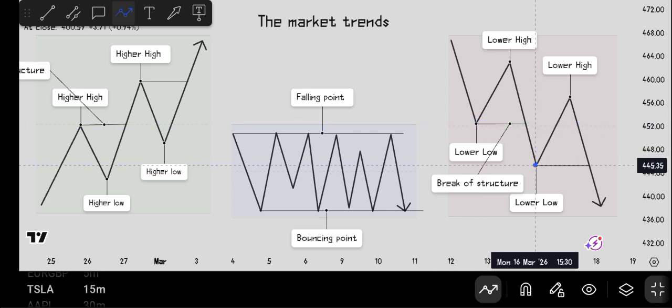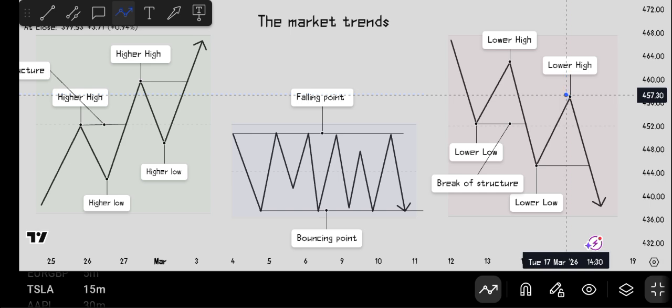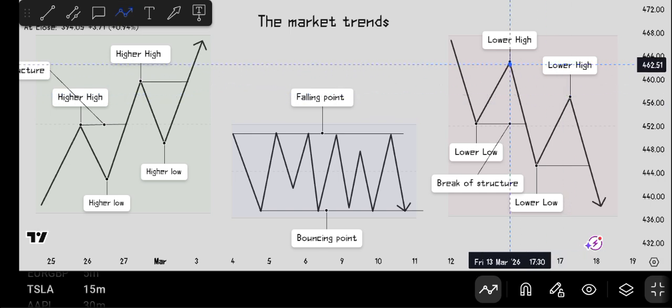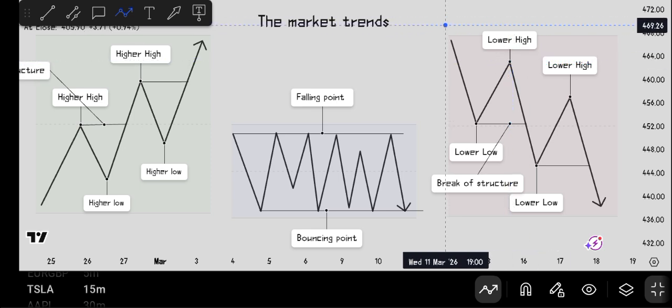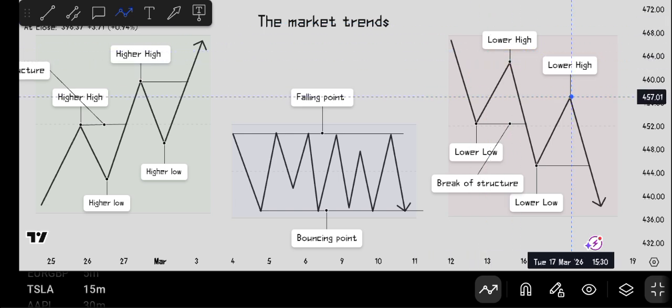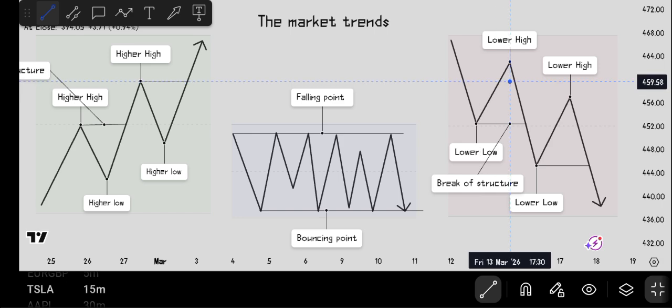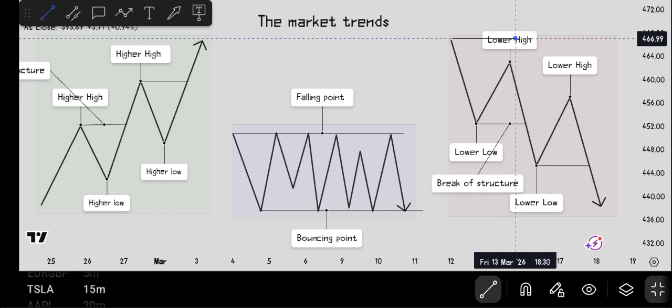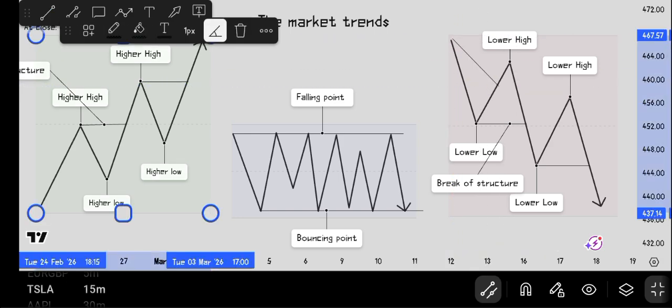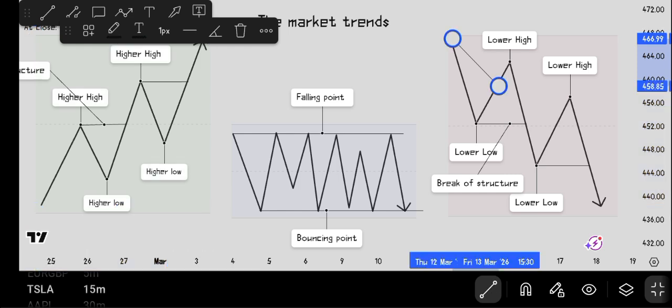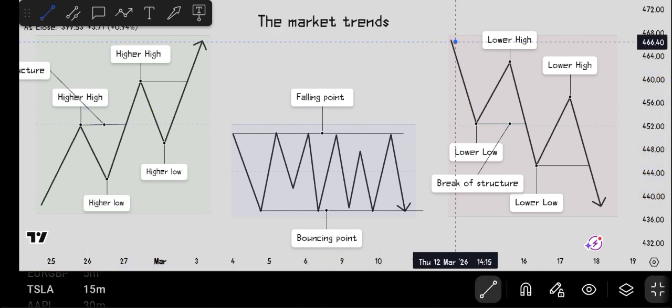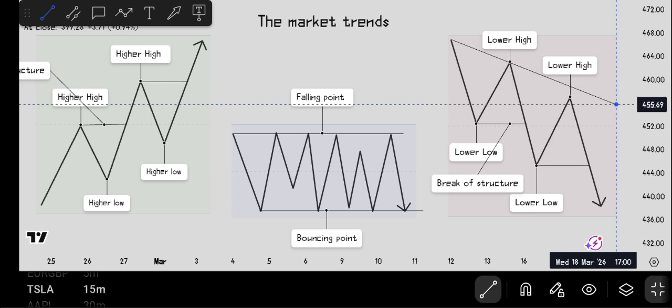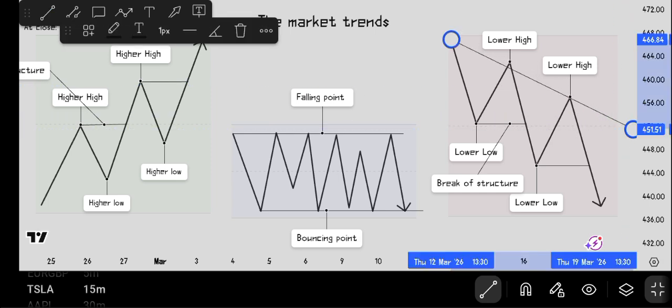Price will come down again and give us a lower high. Now, why this high is called the lower high is because it's lower than this one. And why this one is called another lower high is because the previous one right here is actually higher and this one is lower, which means price keeps on coming down just like this, creating lower prices because it is a downtrend.